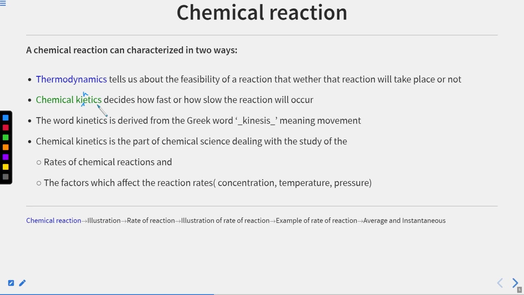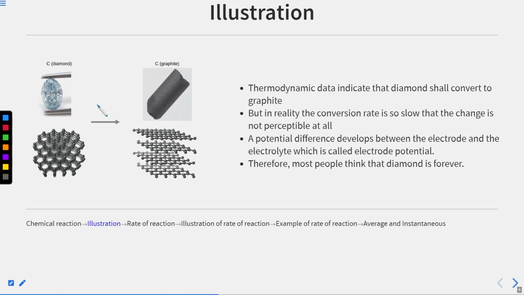Now, if you want to see an illustration of what I have told till now, we can take the example of conversion of diamond into graphite. It is a kind of reaction that goes very, very slow. So here is our conversion. We know that diamond converts into graphite, but this process is very slow. You cannot observe it with your naked eyes, and it takes, I think, millions of years to convert diamond into graphite.